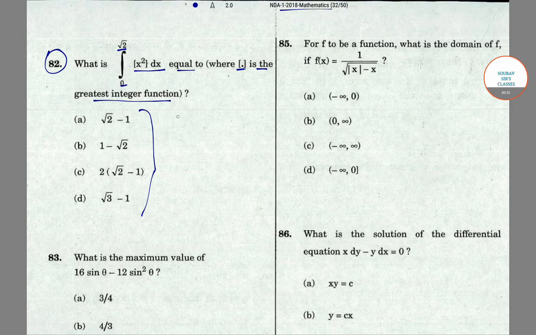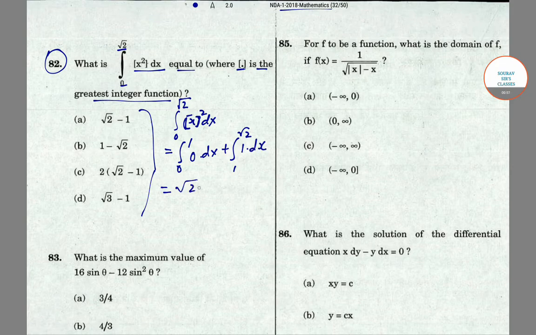For this, first of all, I'll write down the question which is given, which is the integral of [x square] dx. Now we know it will be the integral from 0 to 1 of 0 dx, plus the integral from 1 to root 2 of 1 into dx. So it will be equal to root 2 minus 1. You can see option A is the right answer for question number 82.